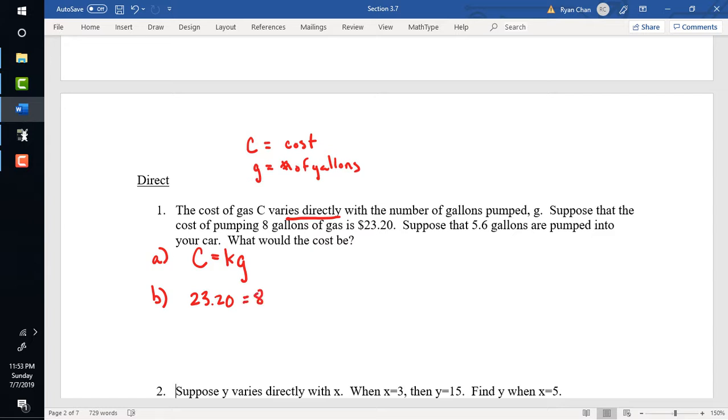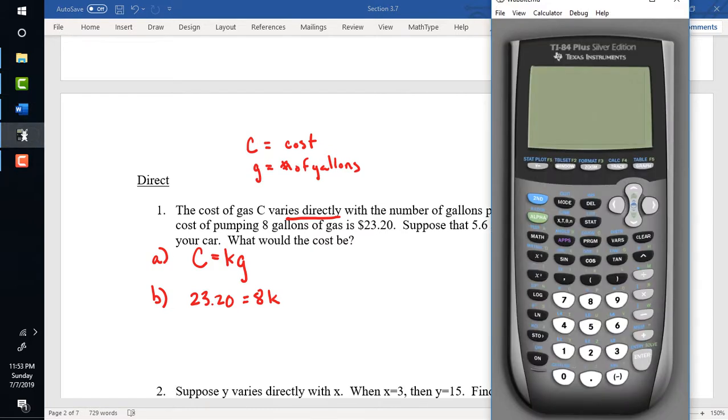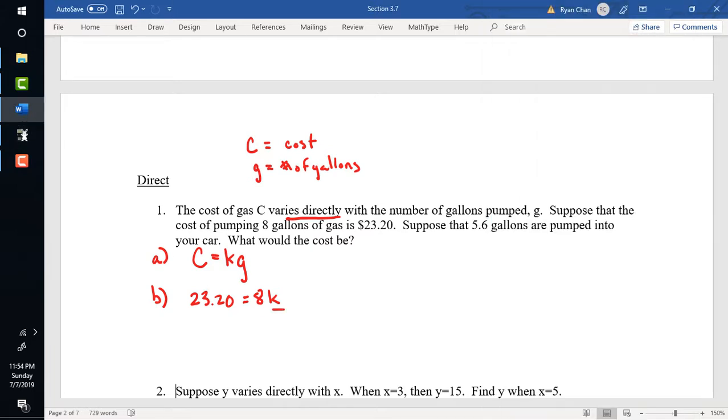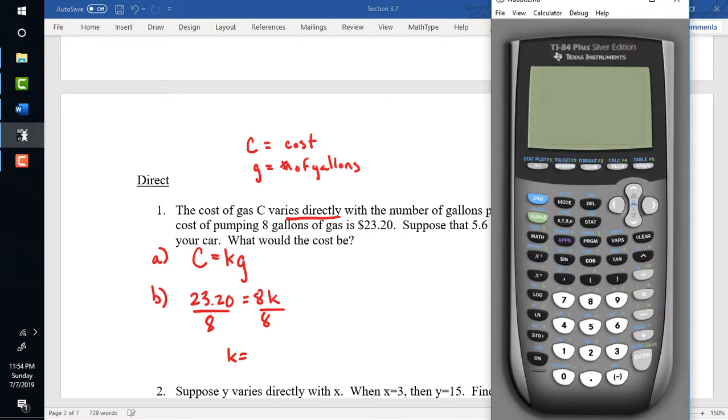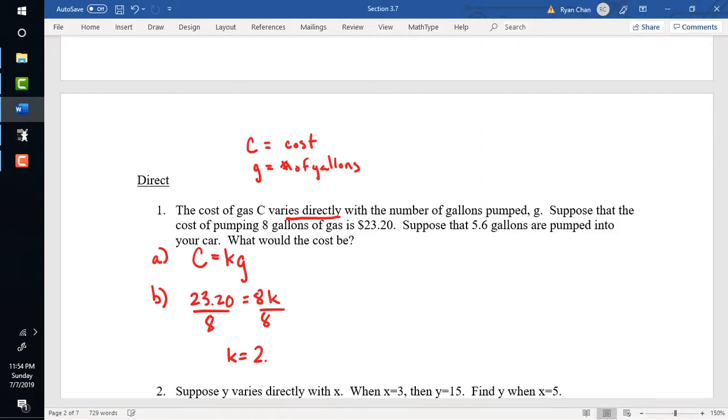So I really essentially have $23.20 is equal to 8 times K. So I'll divide both sides by 8. And I have K is 2.9, okay?